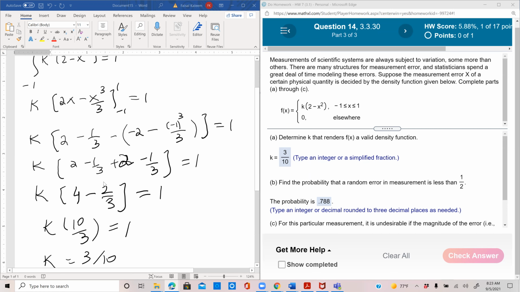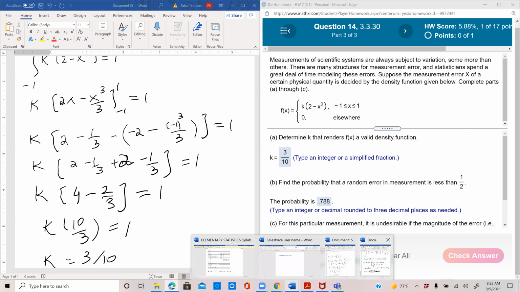And all this simplifies to 10 by 3. So k times 10 by 3 equals 1. So k equals 3 by 10. So that's how we get this 3 by 10. And then they say find the probability that a random error is less than a half. So we want the probability that x is less than a half.